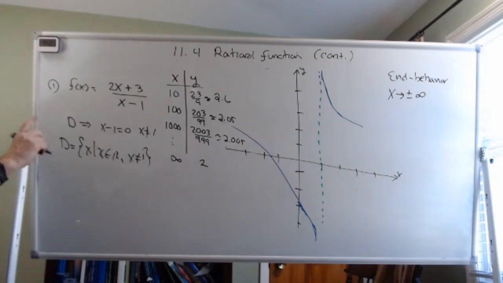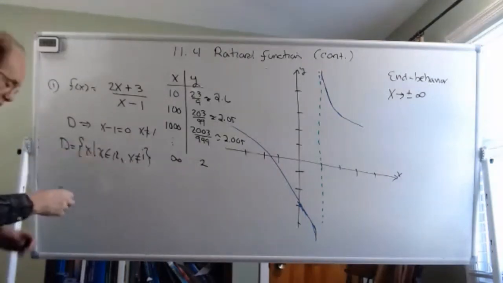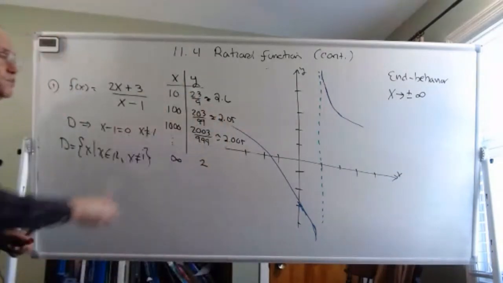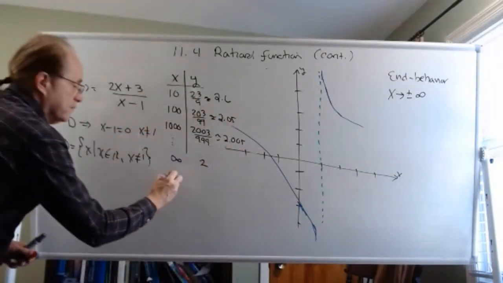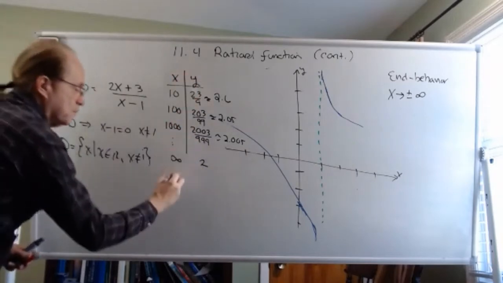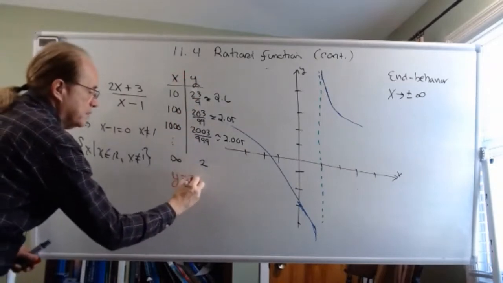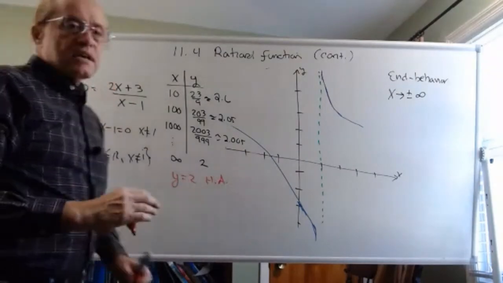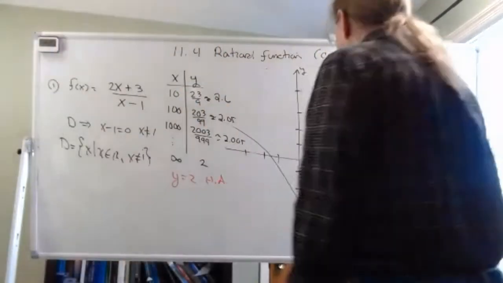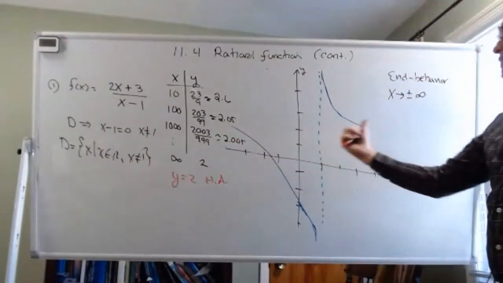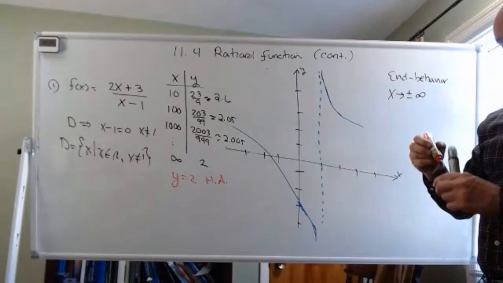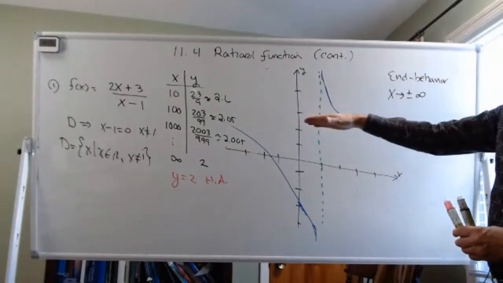So that seems to be suggesting that y equal to 2 is a horizontal asymptote. And that's one of our conditions. So this is the y value, so y equal to 2 is what we call a horizontal asymptote. Now, a horizontal asymptote does not have to be the same in going to plus infinity or minus infinity. This one happens to be so.